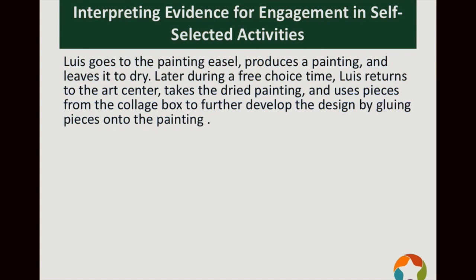Louise goes to the painting easel, produces a painting, and leaves it to dry. Later, during a free choice time, Louise returns to the art center, takes the dried painting, and uses pieces from the collage box to further develop the design by gluing pieces onto the painting. So where do you think Louise is located along the construct progression in self-selected activities, if you observe this during your instruction?